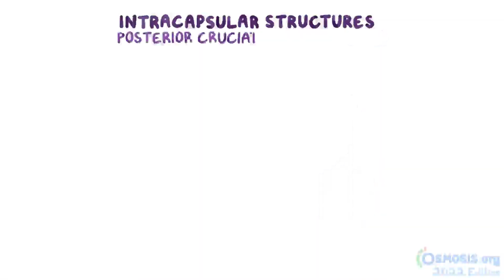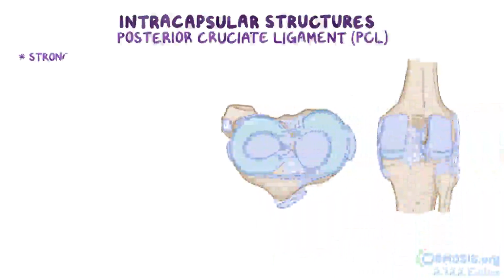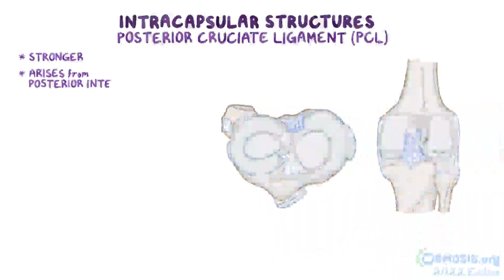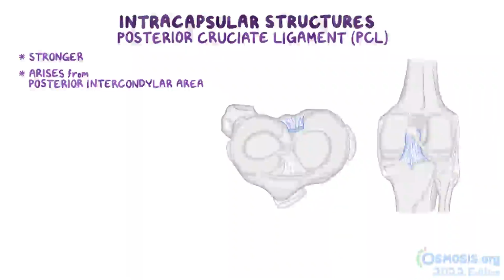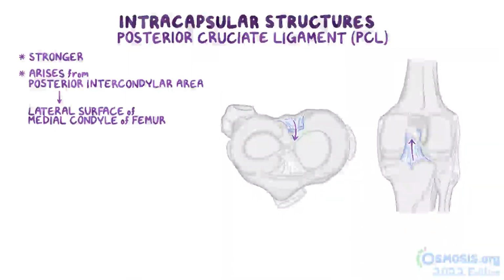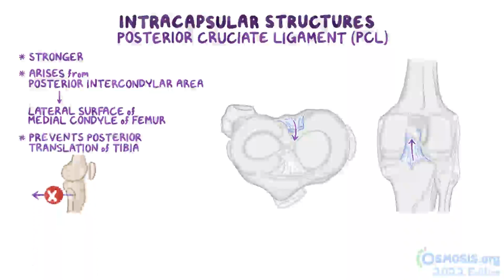The posterior cruciate ligament, or PCL, is stronger than its brother, the ACL, and it arises from the posterior intercondylar area of the tibia. It then passes superiorly and anteriorly on the medial side of the ACL to attach to the anterior part of the lateral surface of the medial condyle of the femur. The PCL prevents posterior translation of the tibia in relation to the femur and helps to prevent hyperflexion of the knee.